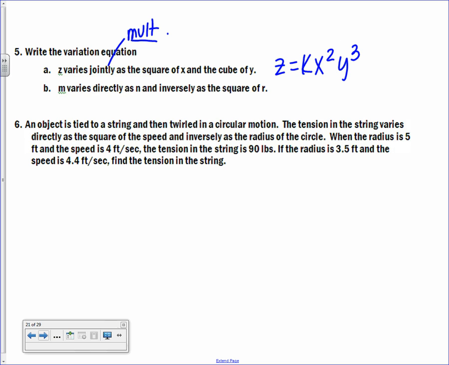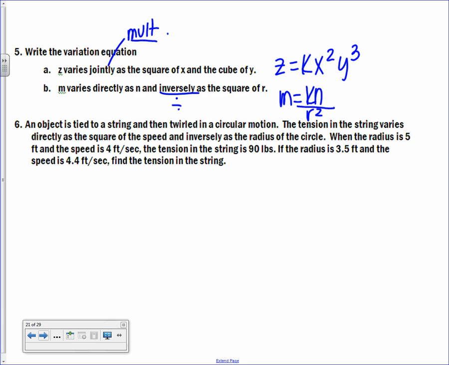Letter B says m varies directly as n and inversely as the square of r. So if you see the word inversely, there's where you have your division sign. If you forget what jointly means, like in part A, and you don't see the word inversely, then you never divide. Only when you see the word inversely do you divide.